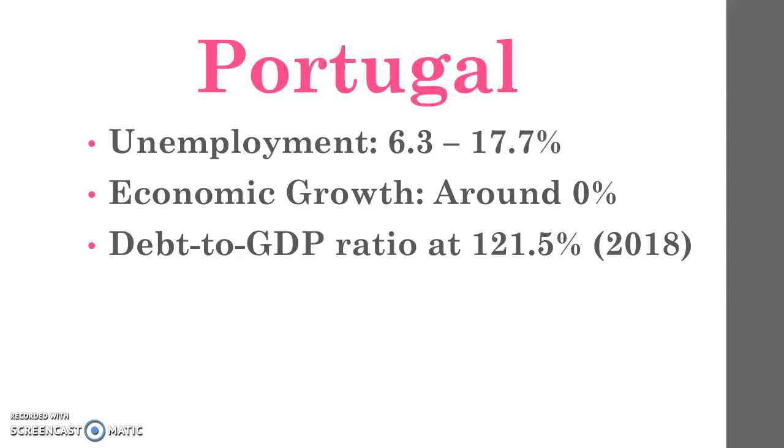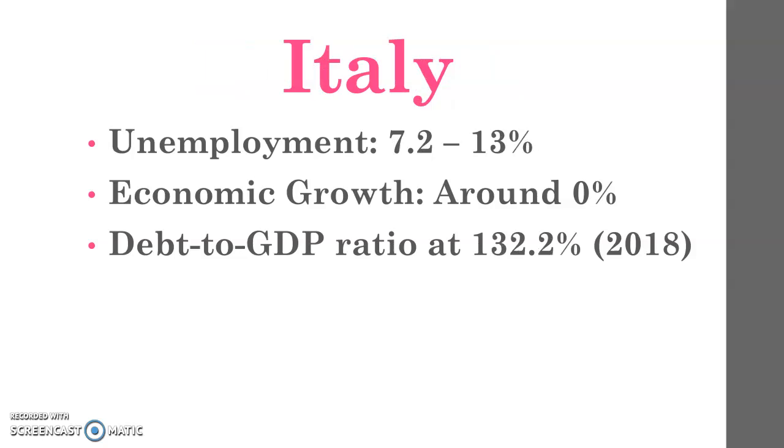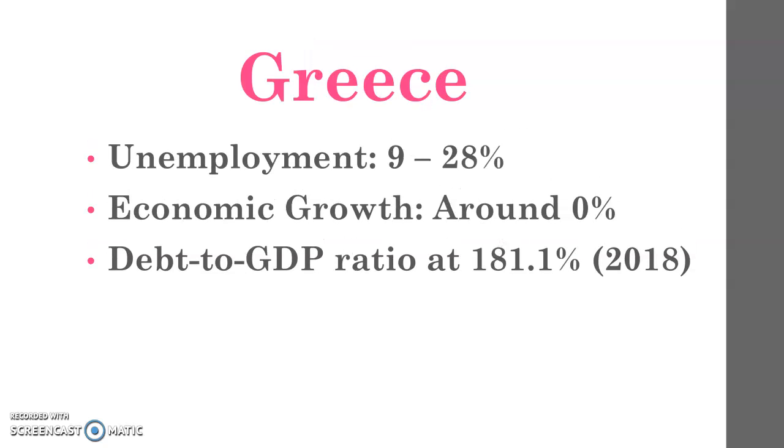Now we're starting to see countries that are doing terribly. Portugal is worse than the U.S. in every single one of these categories. A higher unemployment rate, a far lower economic growth rate, and a debt to GDP ratio of 121.5%. Worse than the U.S. in all three categories. This is also the same for Italy. Worse than the U.S. in all three categories. Higher unemployment, lower economic growth, really no economic growth at all. In fact, I think Italy had a recession between the end of the Great Recession and today, and a debt to GDP ratio of 132.2%.